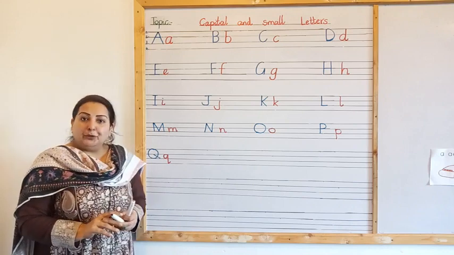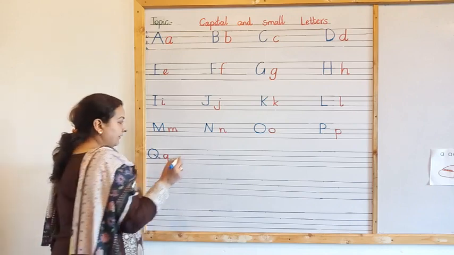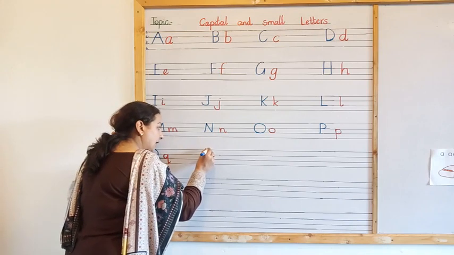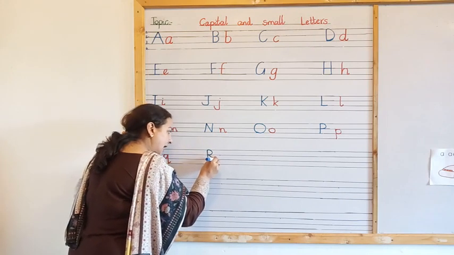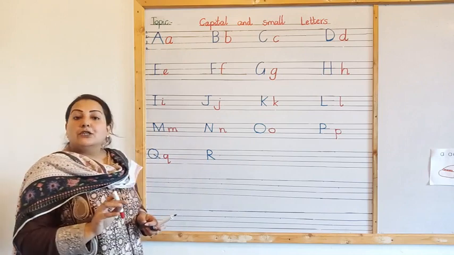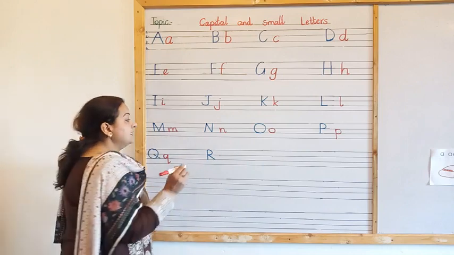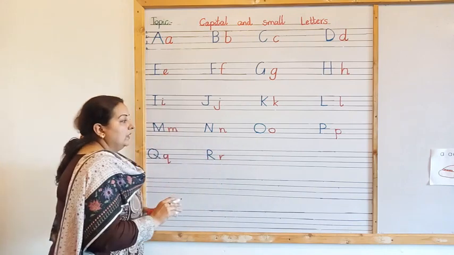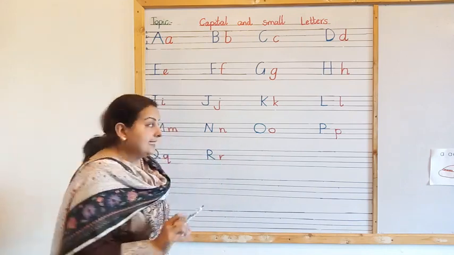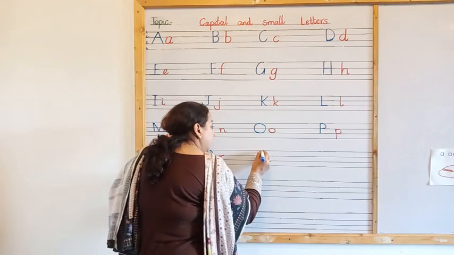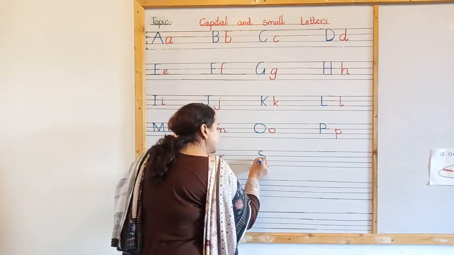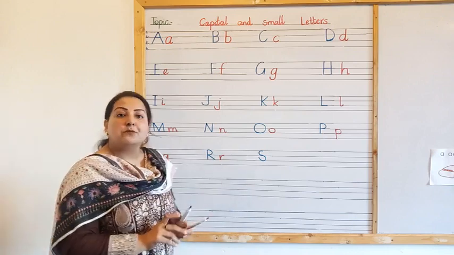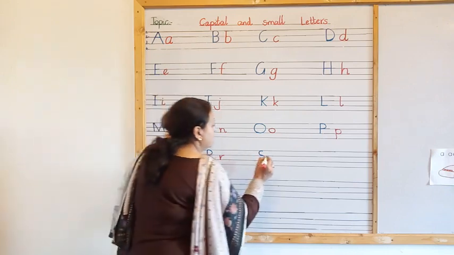What comes after Q? R. In upper three lines, go down, around and out. And small r we will write in center two lines. What comes after R? S. Capital S in upper three lines and small s in center two lines.